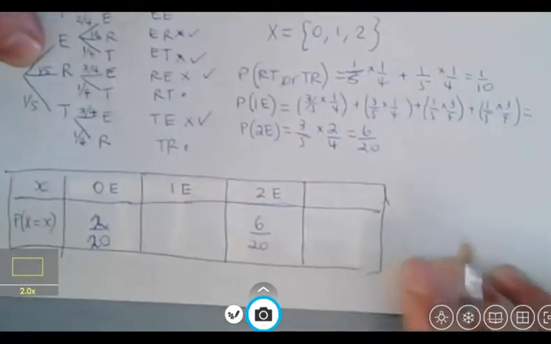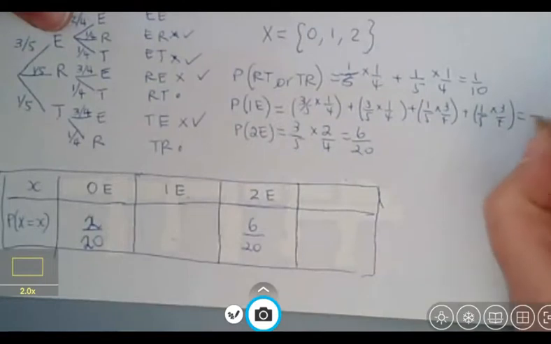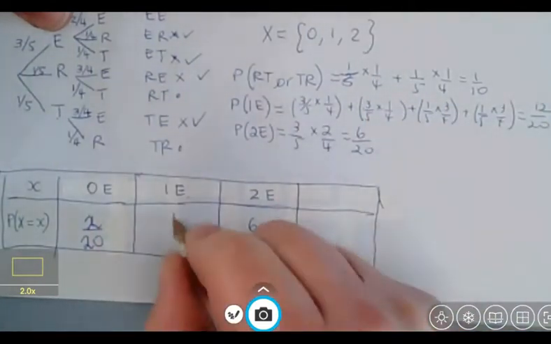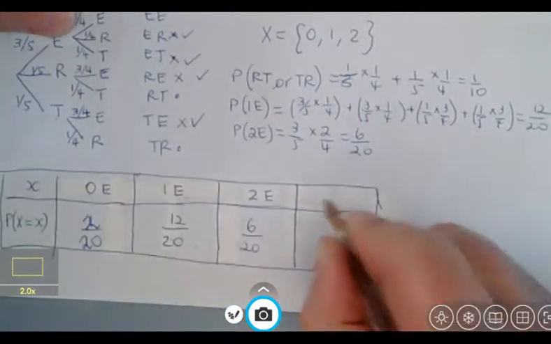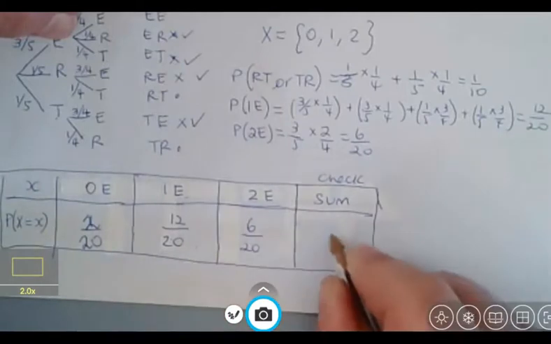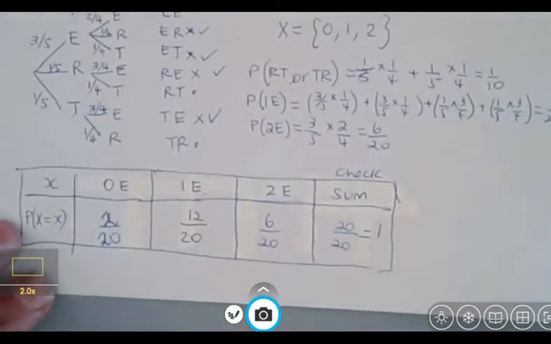And then it's 1/5 times 3/4 again. And just seeing what that totals to. All our denominators are 20. We've got 3 plus 3 plus 3 plus 3, that's 12. So 12/20. I'm just going to do a check column here for my sum. It's 20 out of 20 or 1. So I know that that is correct.